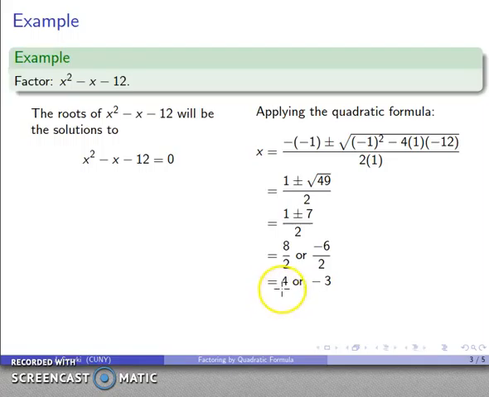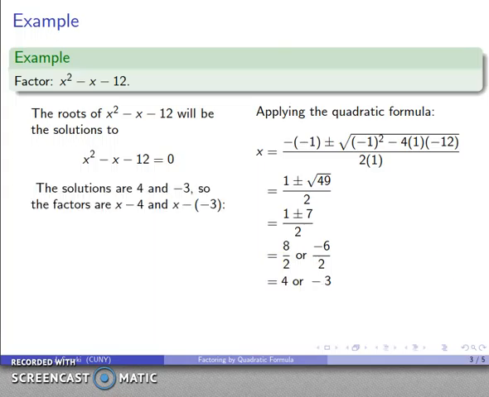And so I have the solutions 4 and negative 3, and so I know that a factor will be x minus 4, and another factor will be x minus negative 3. And so that gives me my two factors of the polynomial, and I'll simplify this a little bit, that's x plus 3, and here's the connection. This is an x squared, this is a quadratic polynomial, so I only expect two possible factors, x minus 4, x plus 3.